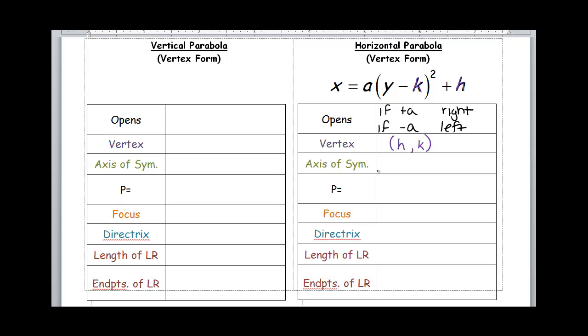Next, we have the axis of symmetry. As we saw in our diagram, the axis of symmetry is going to go horizontal when our parabola opens horizontal. All horizontal lines start out y equals. Therefore, since it has to go through the vertex, it should equal k, whatever the y value of your vertex was.